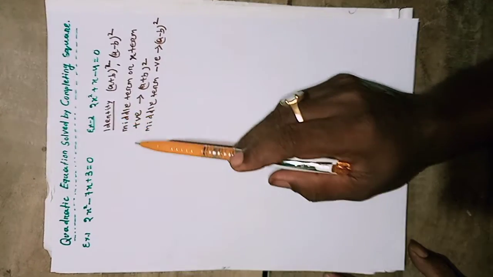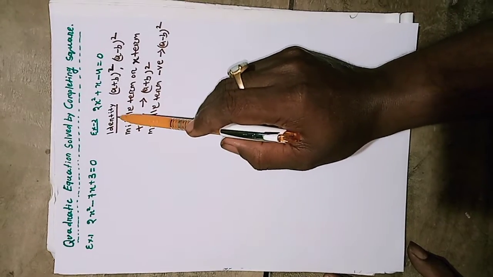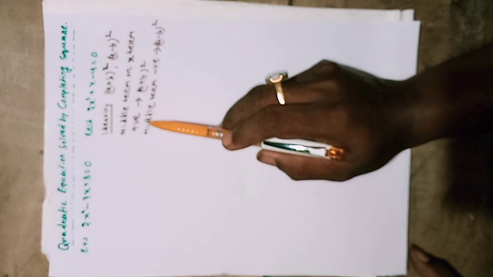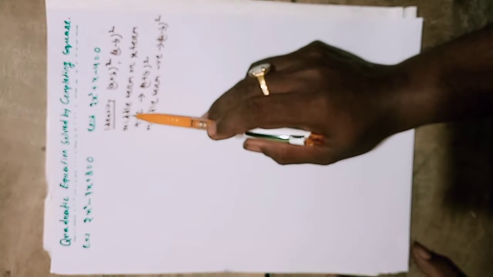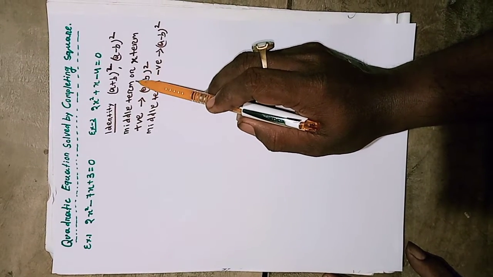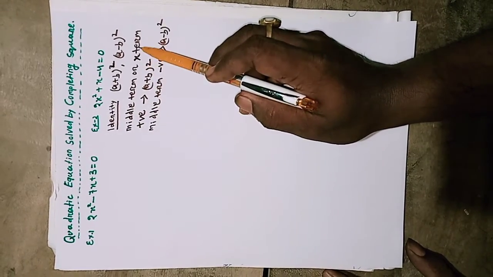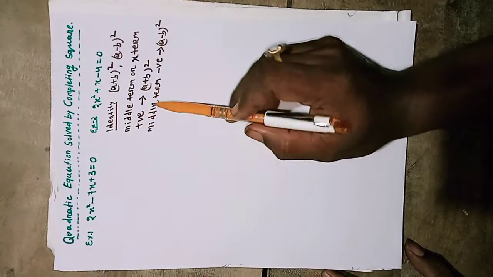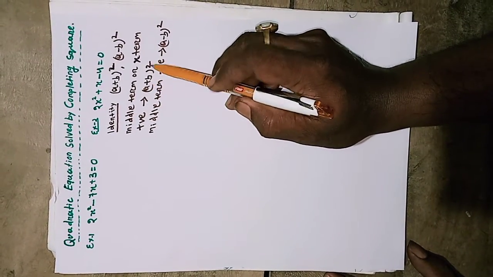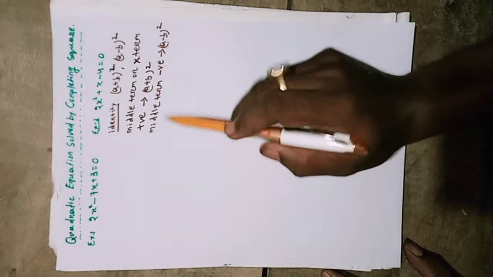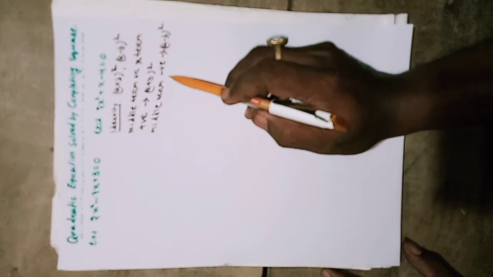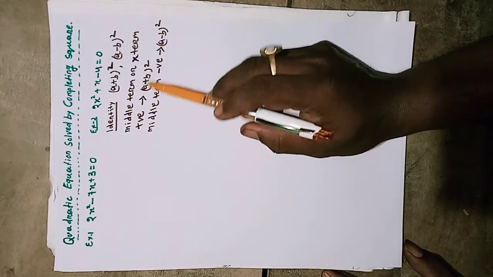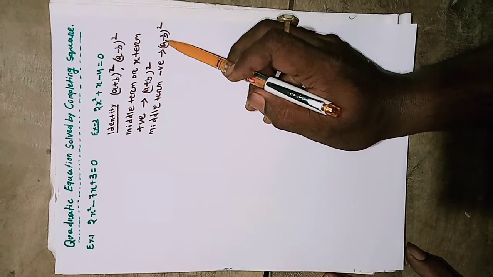You must know that two identities, a plus b whole square, a minus b whole square. When the middle term is positive, or the x term is positive, then express the given equation into a plus b whole square form. If the middle term is negative or the x term is negative, then express the given equation into a minus b whole square form.